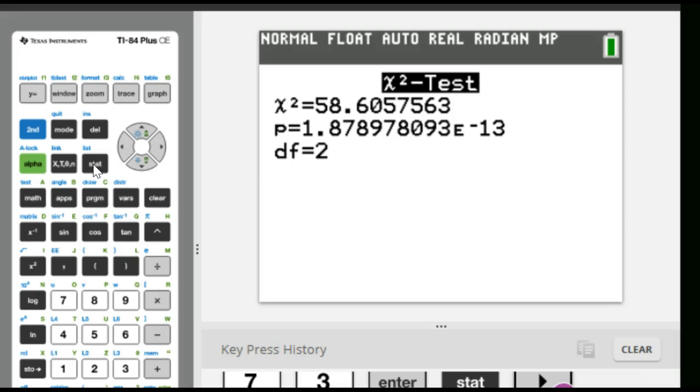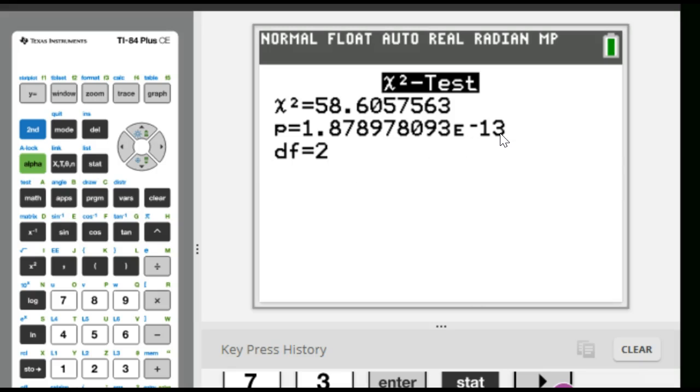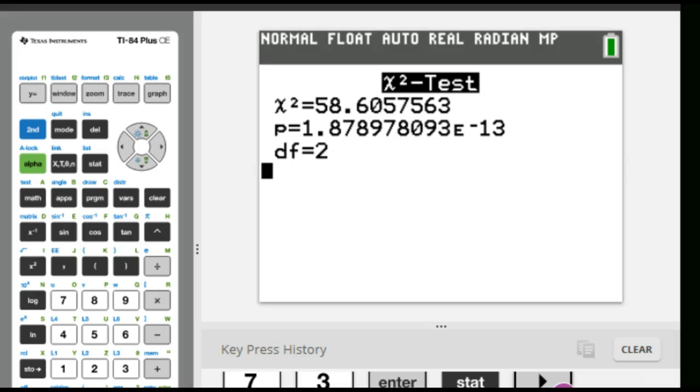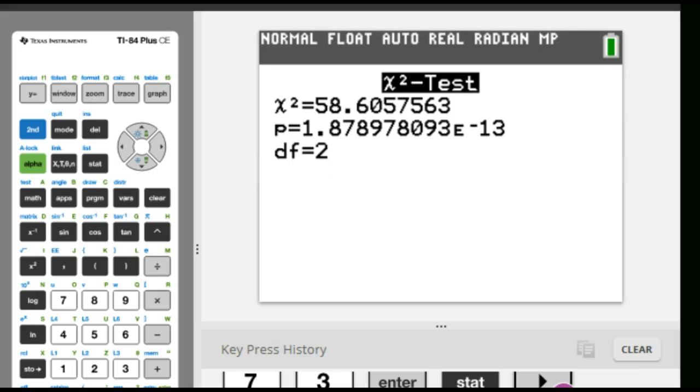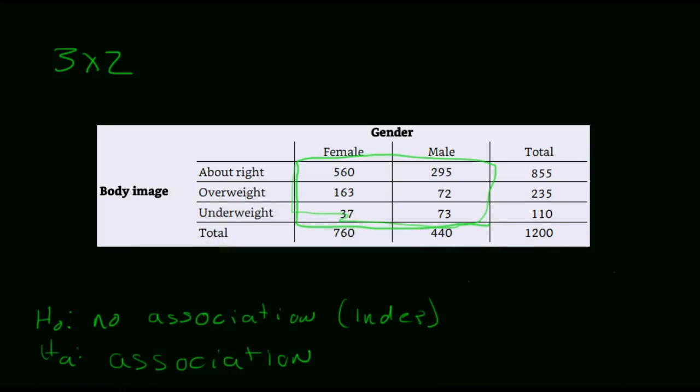Again, I got a really tiny p-value, 1.87 times 10 to the negative 13, right? Notice only 2 degrees of freedom, right? Because this was 3 by 2, so that's 2 times 1 is my degrees of freedom. So 1.87 times 10 to the negative 13, a really low p-value. So we're going to reject the null hypothesis, which says that there's no association, right? We're going to say that there is an association here, that your gender is actually not independent of your perception about your body image, at least according to the population that these 1,200 people came from, right?